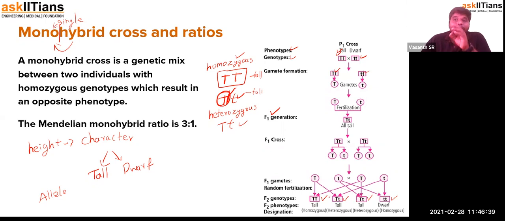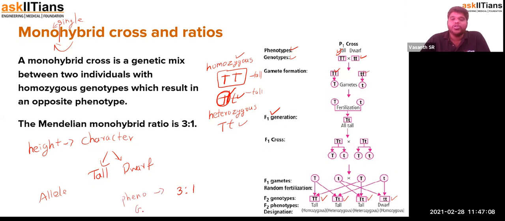This is where he realized that there was one particular allele which was dominating over the expression of another characteristic. So this is what he realized. Then later he understood that it was expressed in the ratio of 3:1, three tall plants and one dwarf plant. So that is the phenotypic ratio.